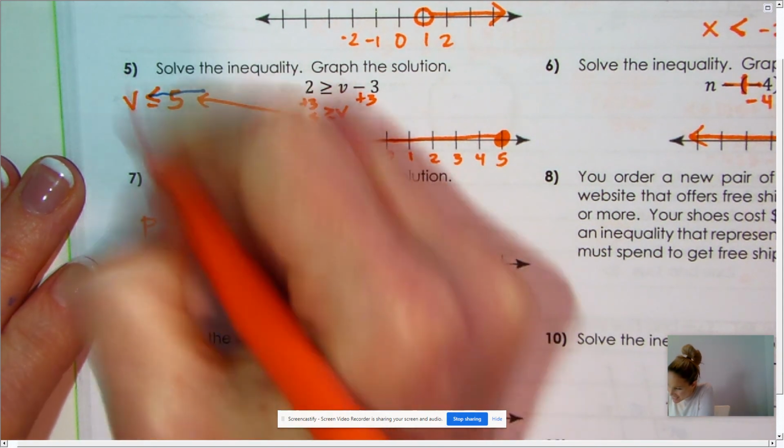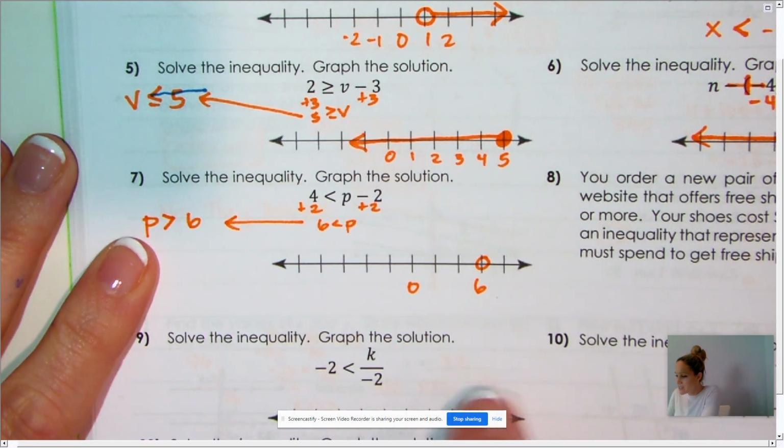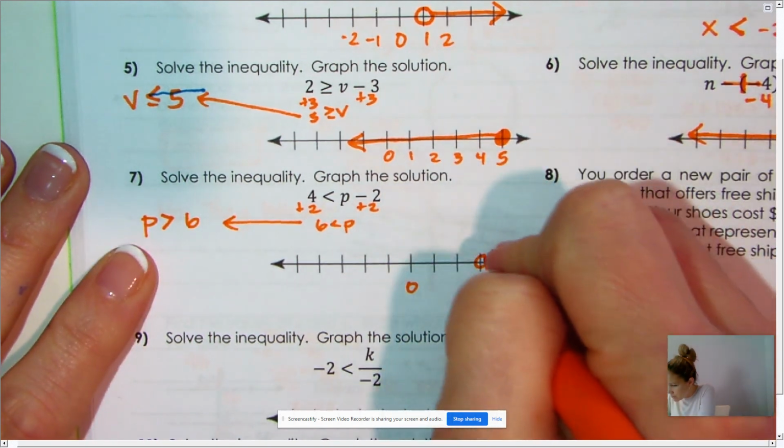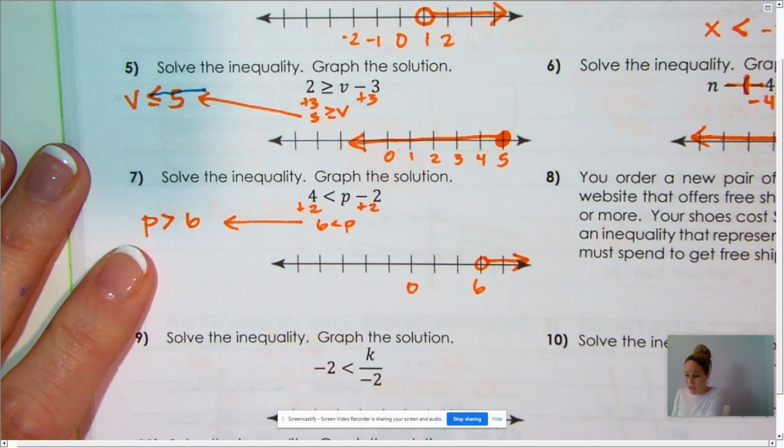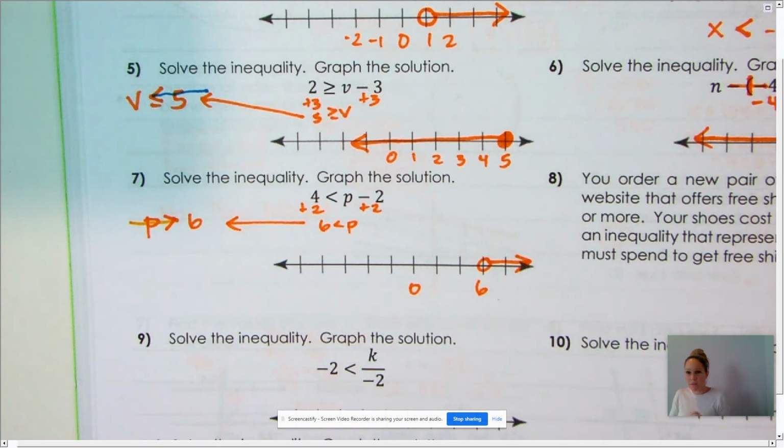The alligator is eating the P. So P is greater than 6. So there'd be all the values in that direction. Or now that my letter is first, you can make an arrow out of that and it tells you which way to go. Question number 8.